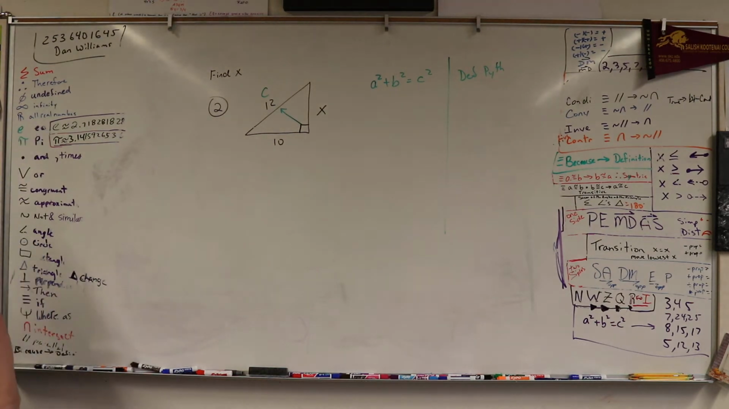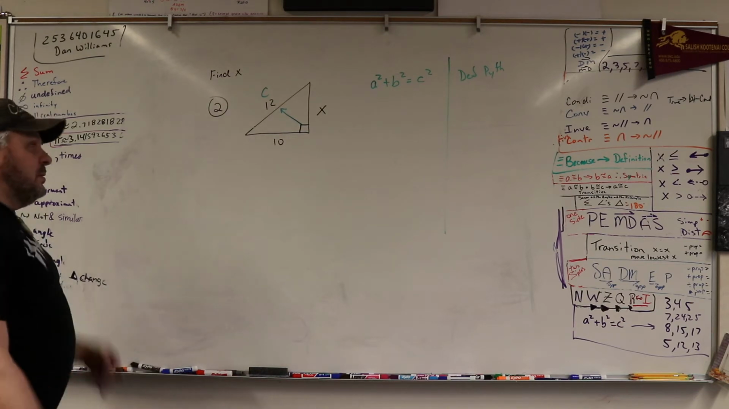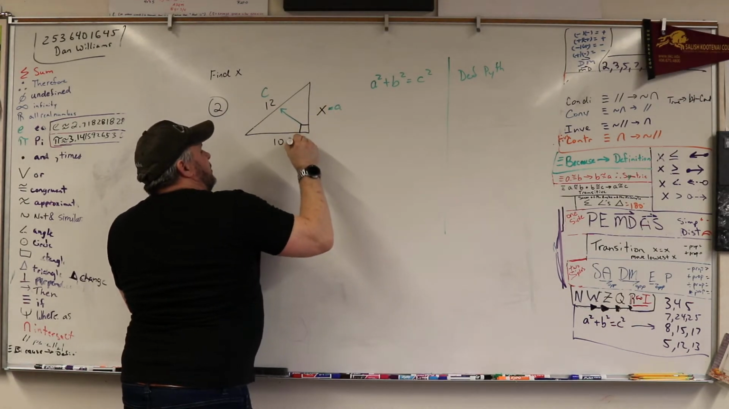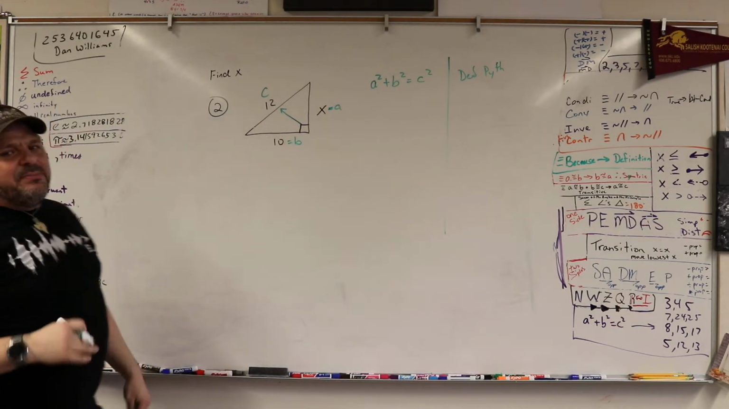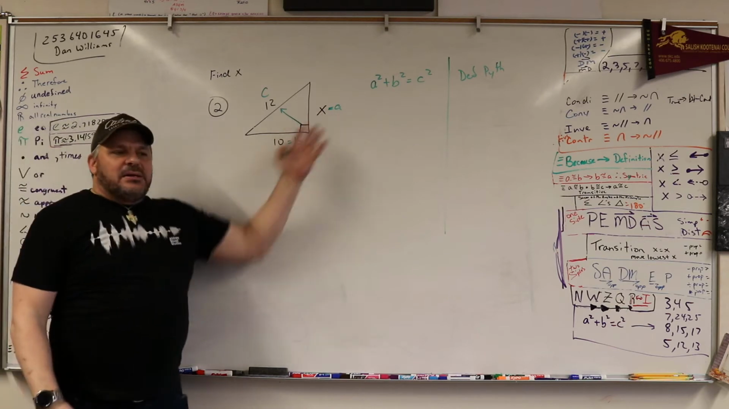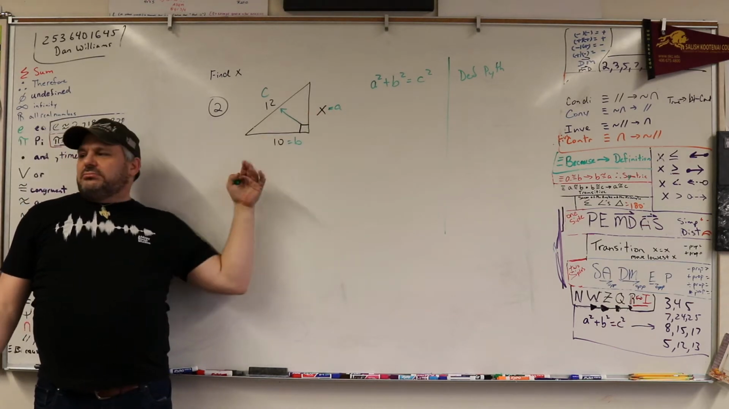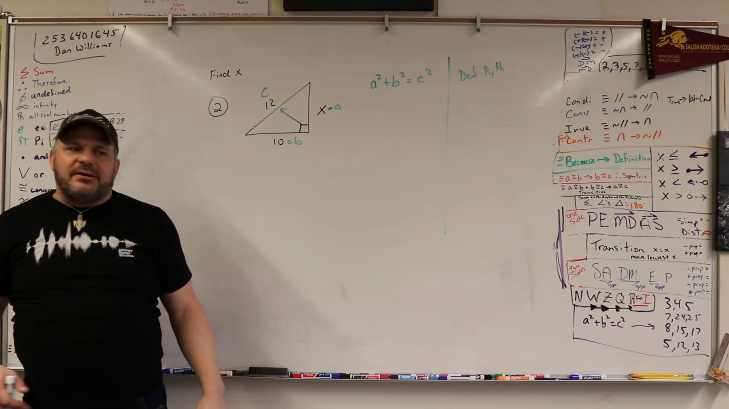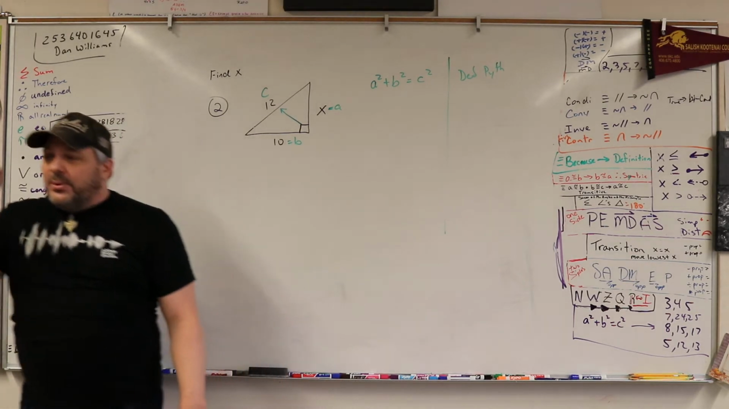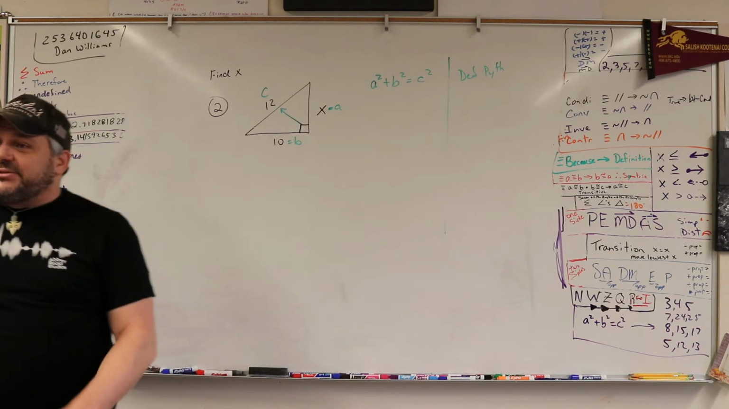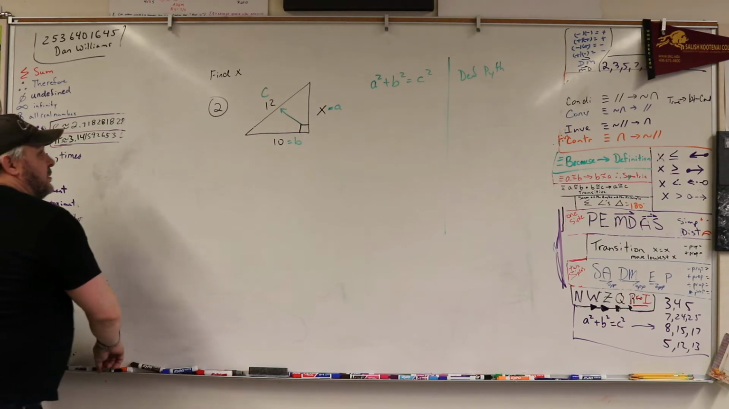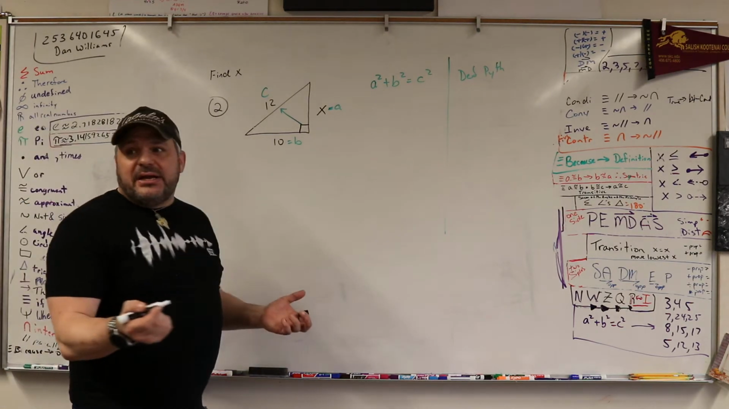But where's A and B? A is x. Does it have to be? Doesn't matter. They're basically equal. So that's the thing with A and B. A and B can be transposed. The legs can be A or B. It doesn't matter. The hypotenuse is always C. That's what matters.